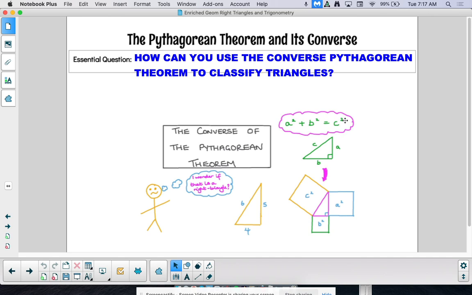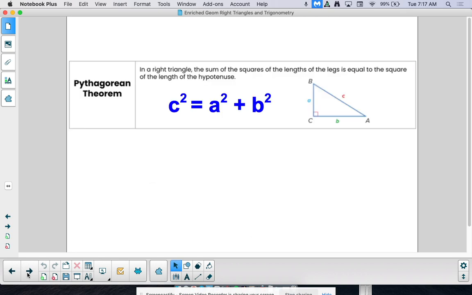Today's lesson is, to be honest, the first half of it is a review of the Pythagorean theorem, which we've been using all year, so that's nothing new. But what will be new to you is its converse and how we use that to classify triangles, okay? But it's very similar to the Pythagorean theorem. So here we go. Again, here's our Pythagorean theorem.